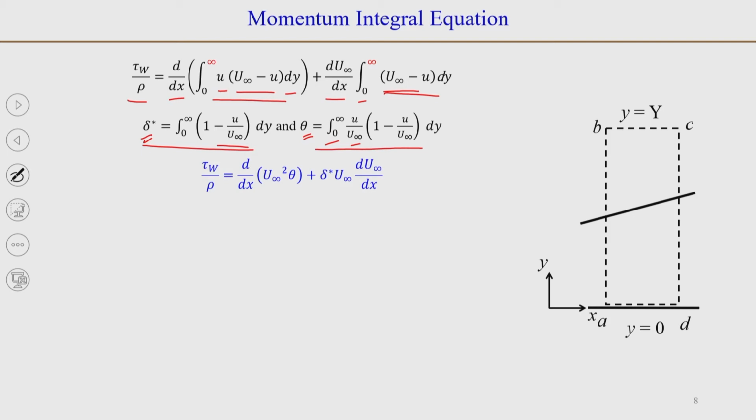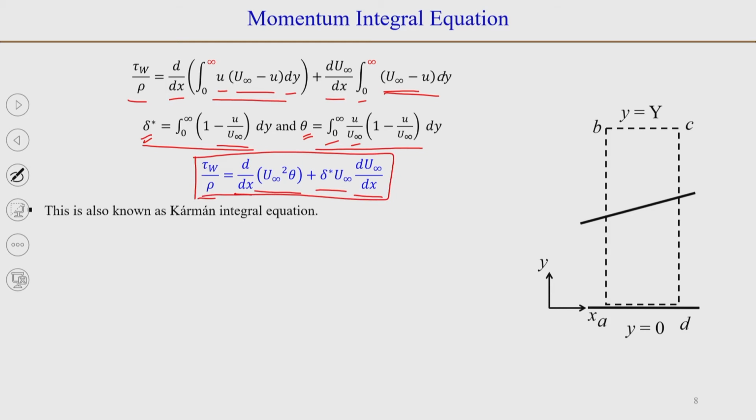So, we will get tau w by rho is equal to d by dx of u infinity squared theta plus delta star u infinity du infinity by dx, and this equation is what we call the final form of the momentum integral equation. After Karman, who derived this equation, it is also known as the Karman integral equation. Karman was a PhD student of Prandtl, who derived boundary layer theory.